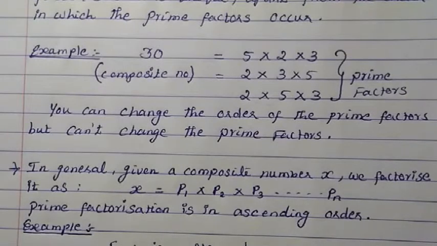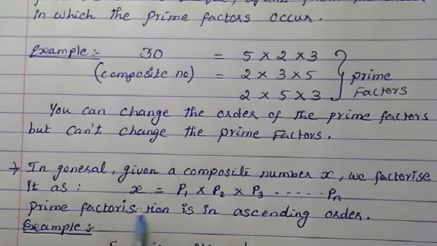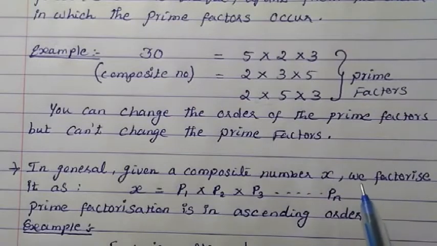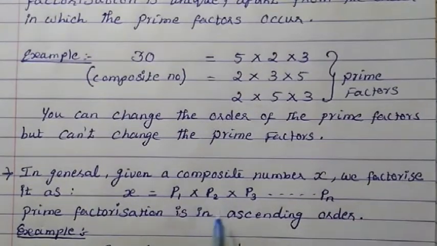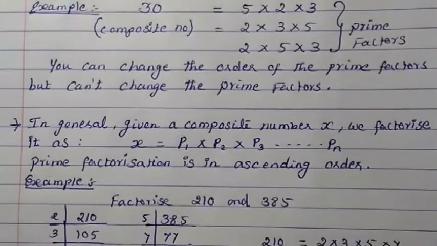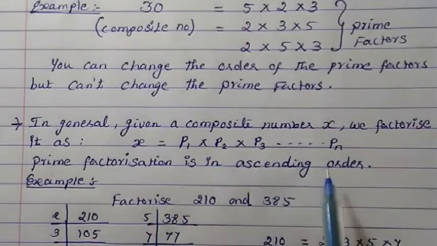Now next, generally, given any composite number, we factorize it as x equal to P1 into P2 into P3 and it goes on and on to Pn. What is the meaning of this? Meaning is, we normally do the factorization of any composite number in ascending order. So we will see the example. A prime factorization is in ascending order.